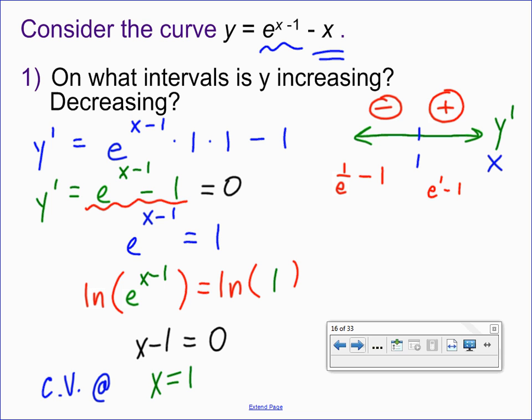That's pretty cool. So what have we found? It looks like y must be decreasing on negative infinity to 1 because y prime is negative on that same interval, and y must be increasing on 1 to infinity because y prime is positive on that interval. So let's go ahead and state that.